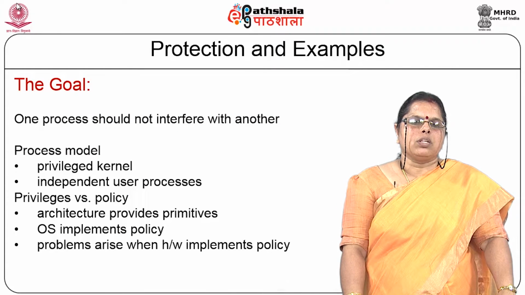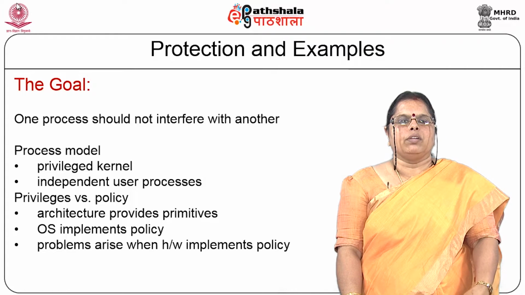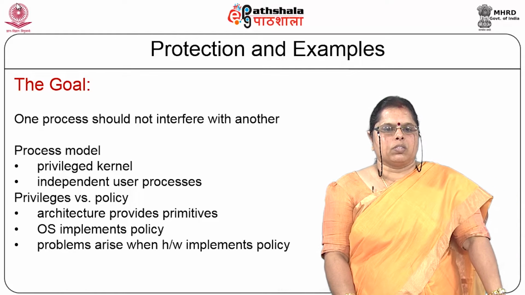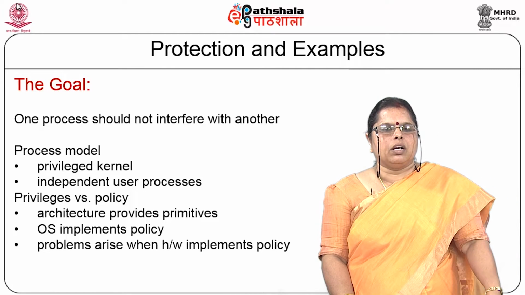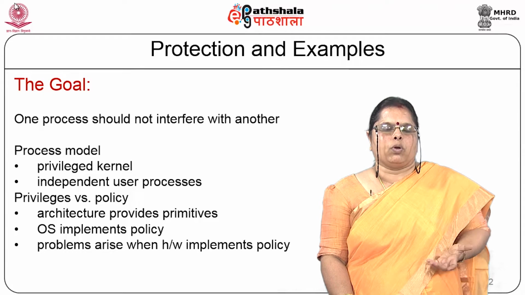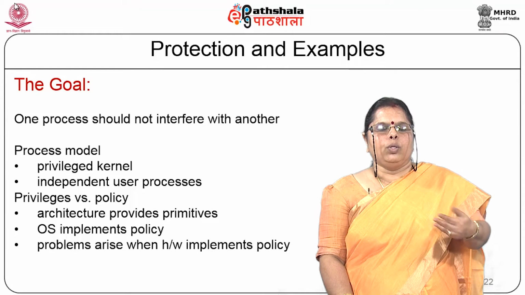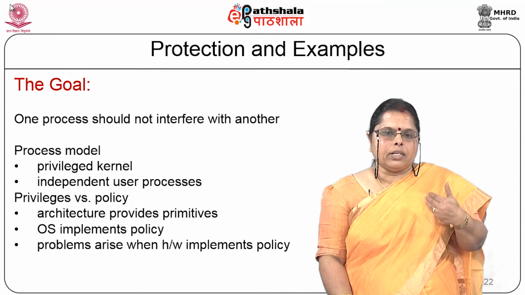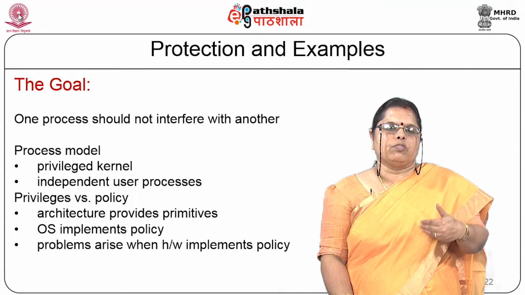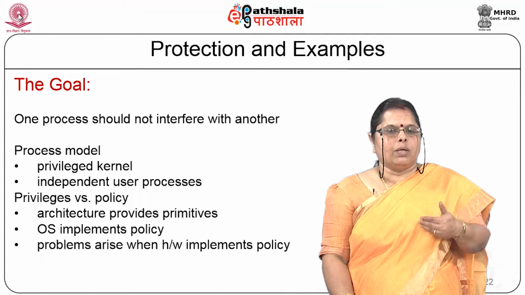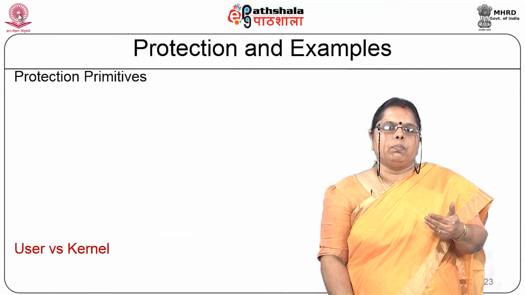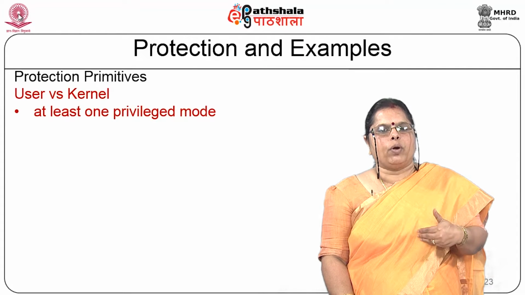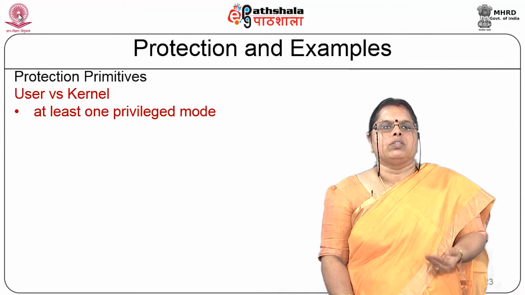So, when you look at protection, the goal is that one process should not interfere with another, either another user's process or your OS process. So, you can look at a privileged kernel, and you can also look at independent user processes. If you look at the process model, you have a privileged kernel and a number of independent user processes. The architecture provides certain primitives in terms of the policies, and the OS implements this policy. You may have multiple privilege levels associated, the architecture provides these policies and the OS tries to implement them.